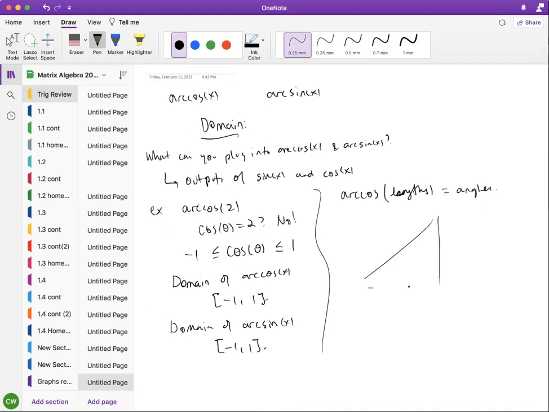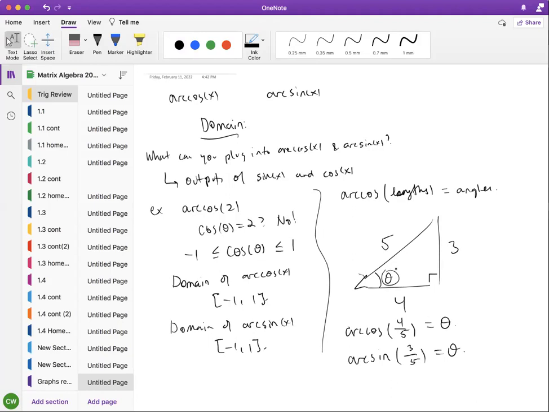So we want to think of it like in a triangle. Like if this was 3, 4, 5, let's say, and I want to say arc cosine of 4/5 would give you theta, for example, because that is the angle whose cosine is 4/5. Arc sine of 3/5 is theta too. What angle gives you 3/5? It's whatever this is. So you're essentially just reversing the roles of inputs and outputs.